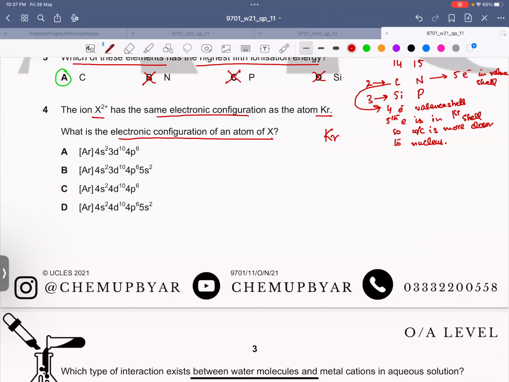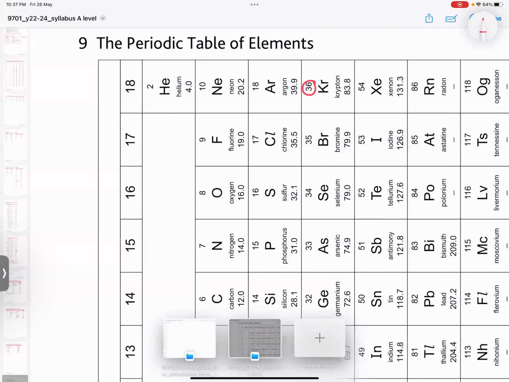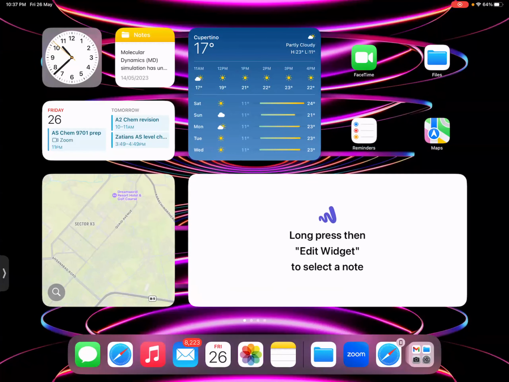Okay. So here 36 electrons, and X2 positive has 36 electrons as well. So it means atom X has 2 more electrons, which is 38 electrons. Okay. So if you look at argon in the periodic table, the 18 electrons are over here. Okay. So from 18 to 38 electrons we have to fill.